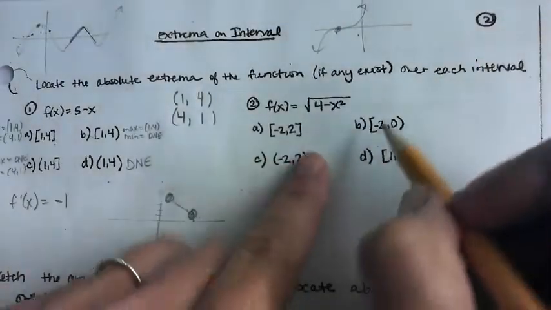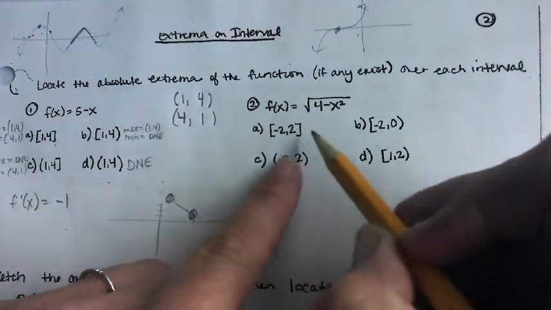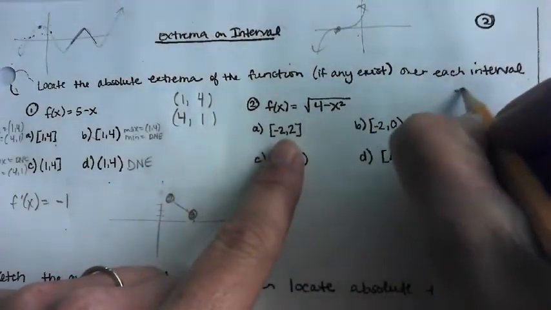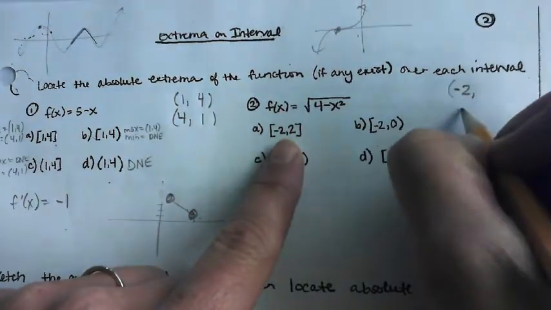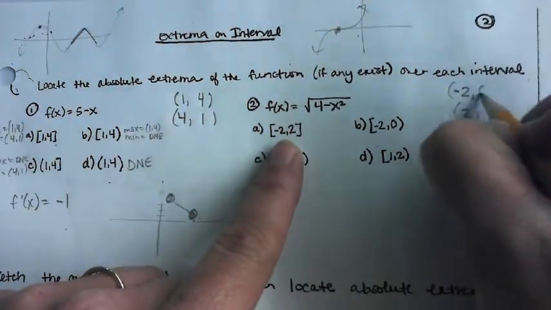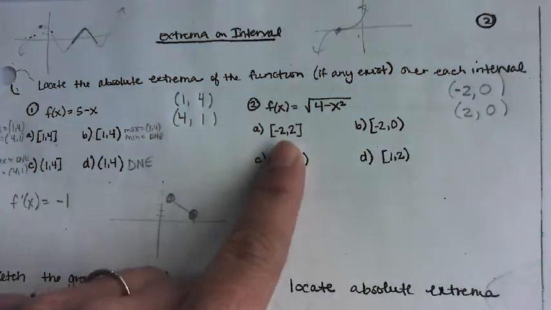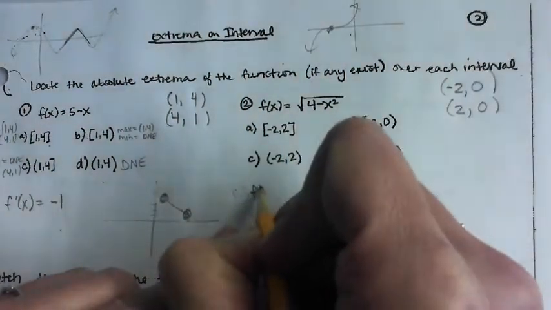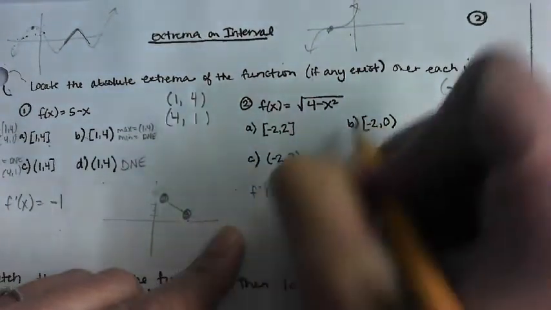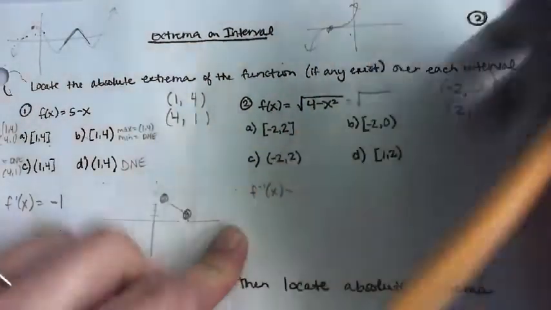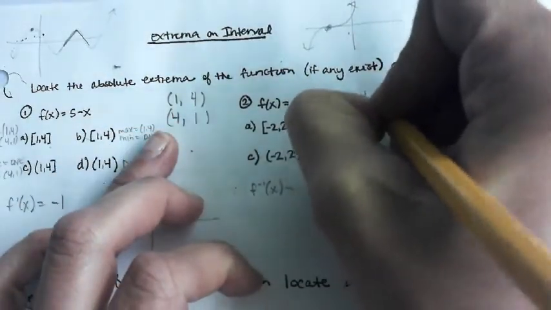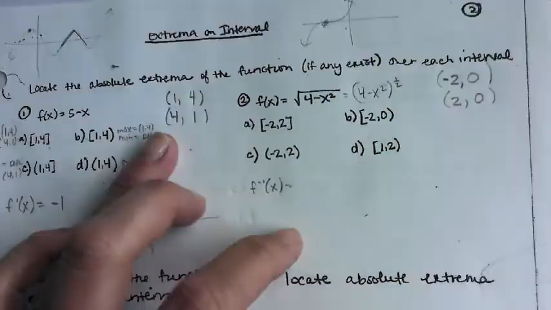On this next one, we've got some different endpoints on each section. So I'll start with part A. So we've got (-2, something) and (2, something). They're both 0 when you plug them in. And then I'll take the derivative. I'm rewriting the original as 4 minus x squared to the 1/2 power.